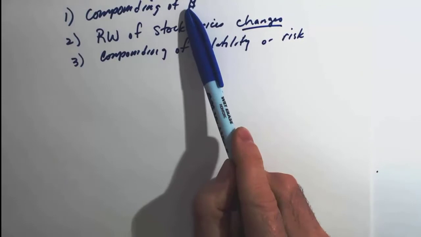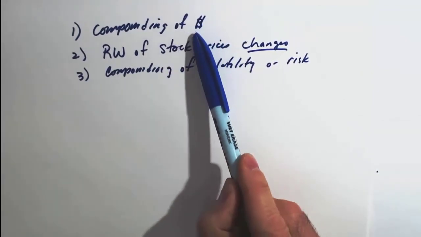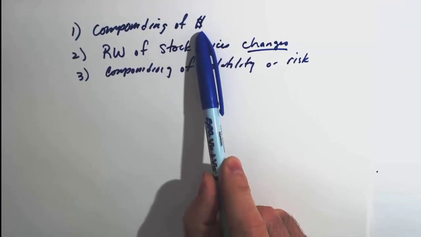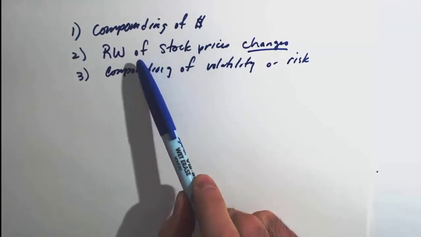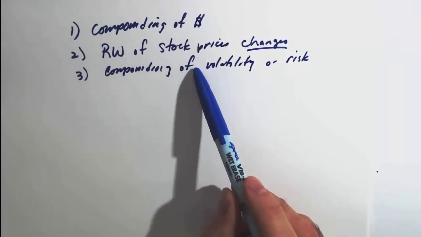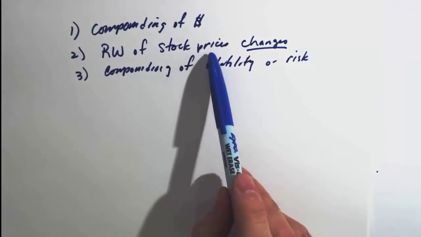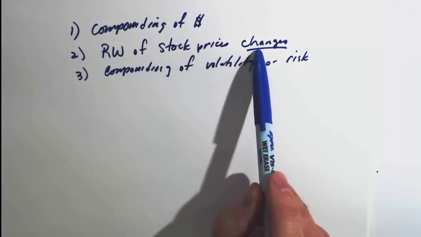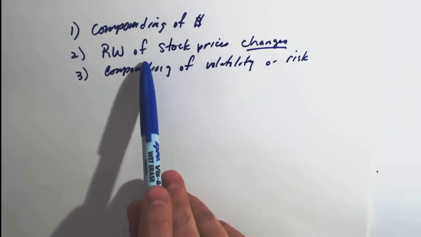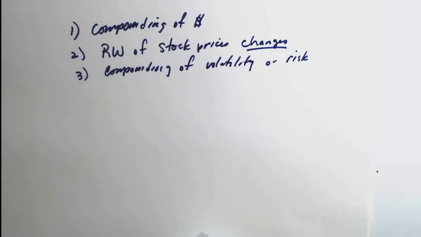Now, the compounding of money you covered in your previous basic finance course. I'll go over that again in the context of the Black-Scholes model. The random walk of stock prices, you may have heard of it, but we're going to go into it a little deeper and look at what precisely we mean by a random walk. And the random walk has implications for the compounding of volatility, the compounding of risk, which is something you probably have not seen before in a previous finance course.